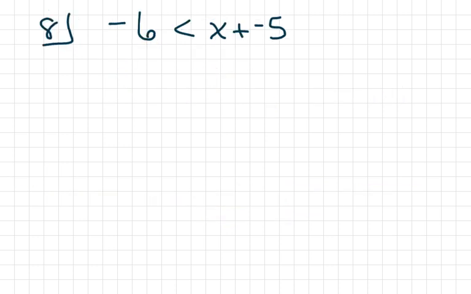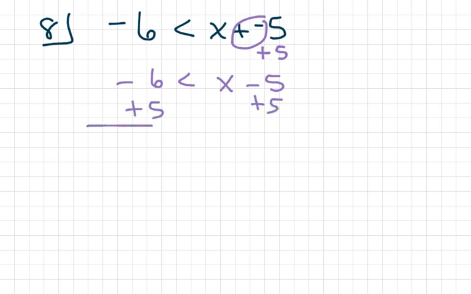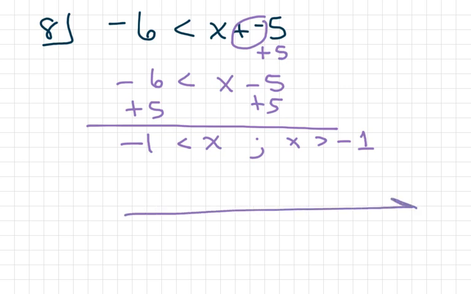Here I'm just going to add 5 to both sides. If you want, you can rewrite this. Plus and negative just means x minus 5. So then you can add 5 to both sides. And you're going to get -1 is less than x, or x is bigger than -1.